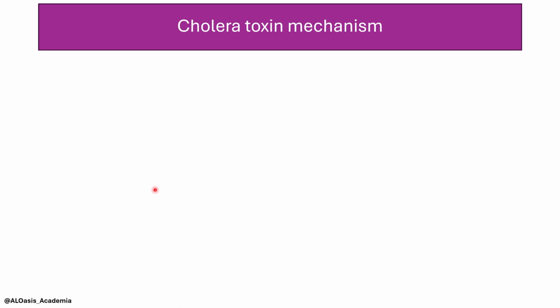Great, so let's have a deeper look now at the mechanism of cholera toxin, and how cholera toxin affects the opening of the chloride ion channels. We already know now that cholera toxin does result in opening the chloride ion channels, but how does it do that?